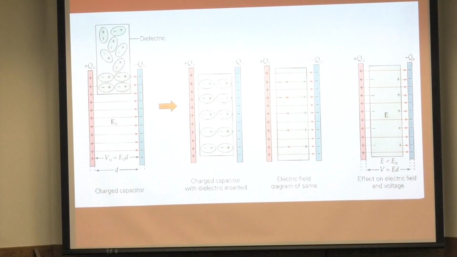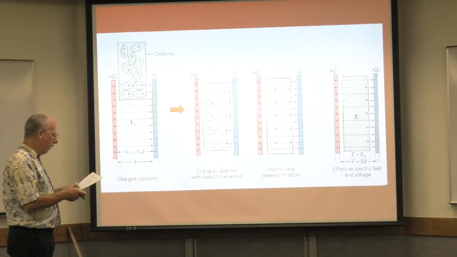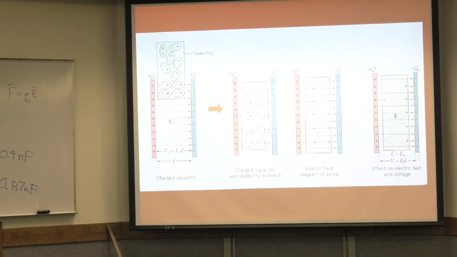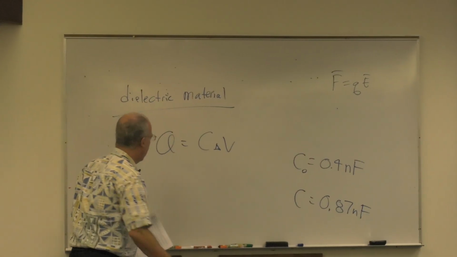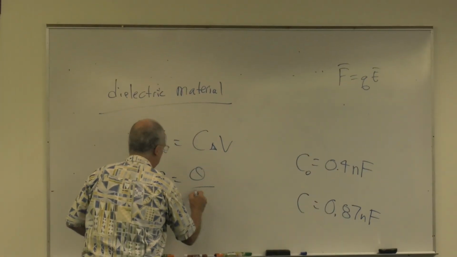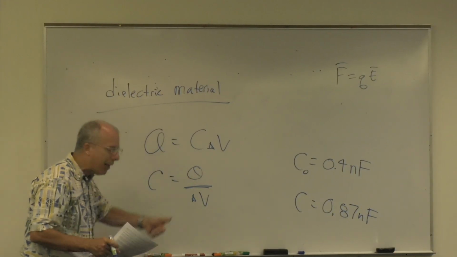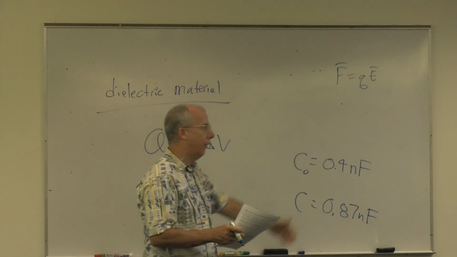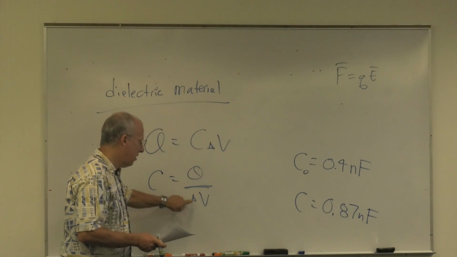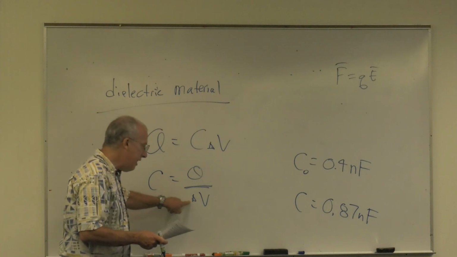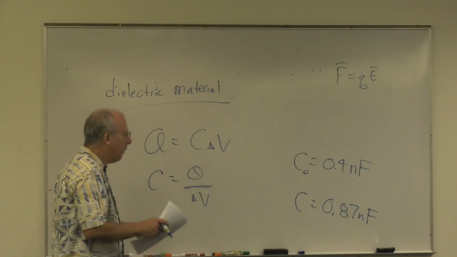So the E field has decreased, and the potential has decreased, right? Well, remember, Q equals C delta V, F equals MA. So therefore, C equals Q over delta V, right? And C is a constant for a given capacitor. But now look at what's happened here. This delta V has decreased, right? So we've changed the capacitor.